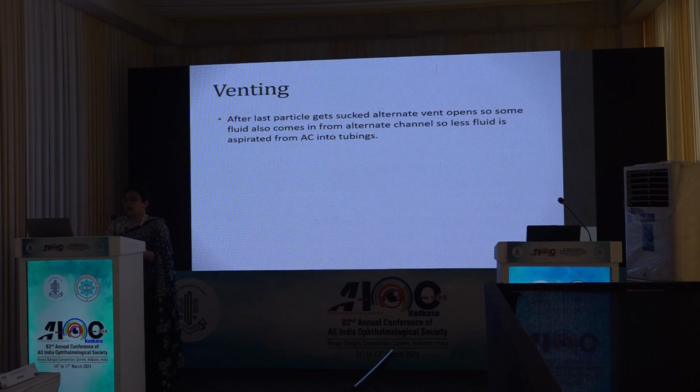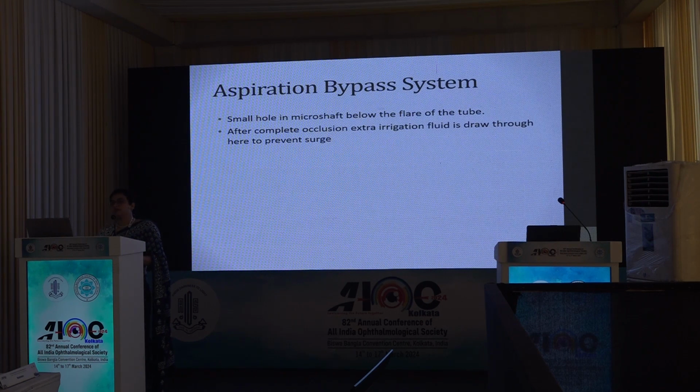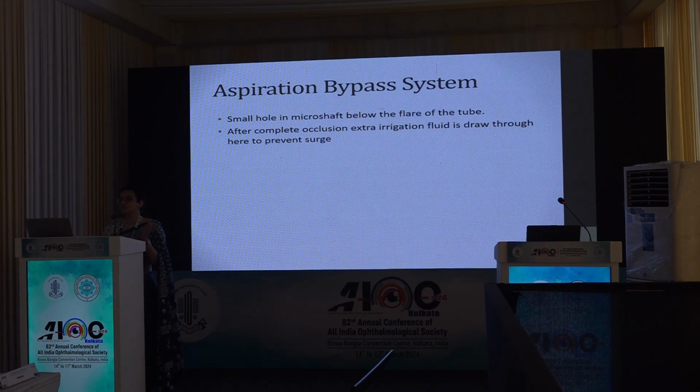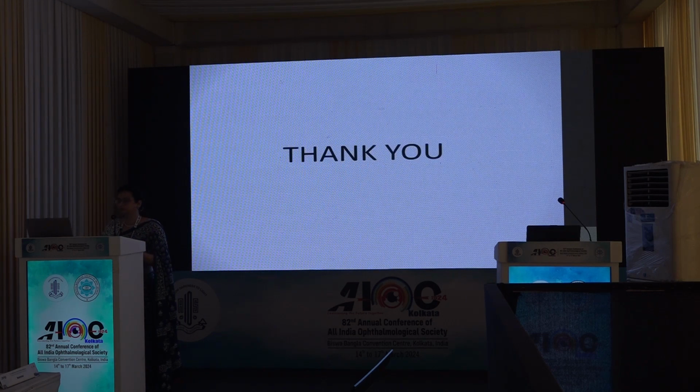Now in newer machines, there is a vent, that is after the last particle gets sucked, an alternate vent is opened so that fluid comes from the alternate channels into the tubes, so that less fluid is aspirated from the anterior chamber. Also there is an aspiration bypass system, so there are small holes in the microshaft that is below the tube. After complete occlusion, extra irrigation fluid is drawn through this tube to prevent surge. So basically less fluid flows from the anterior chamber into the tubings.